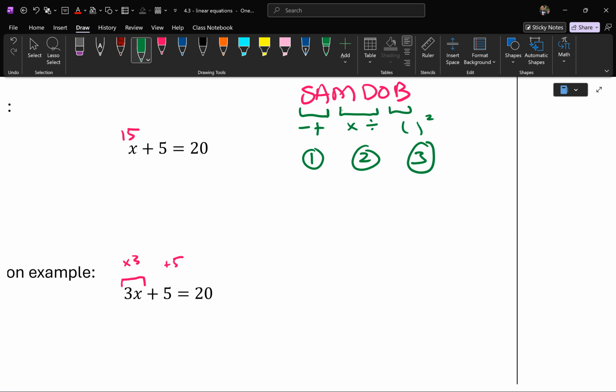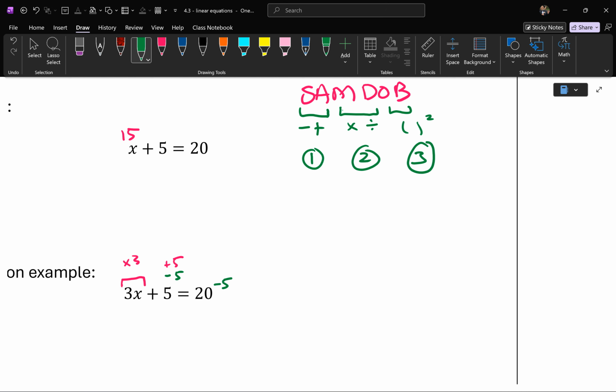Now, what's the opposite of adding 5? Let's go with Finita. What's the opposite of adding 5? Subtracting 5. These are called inverse operations. So here, I minus 5 on the left of the equation. Whatever you do to one side, you must do to the other. So then you minus 5 on the right as well.